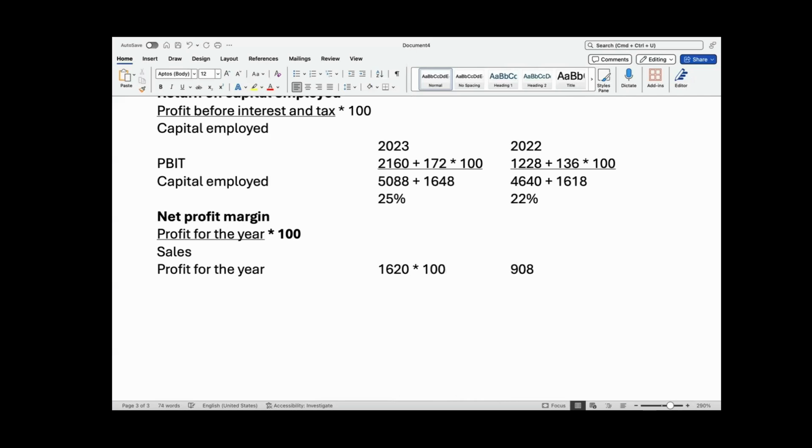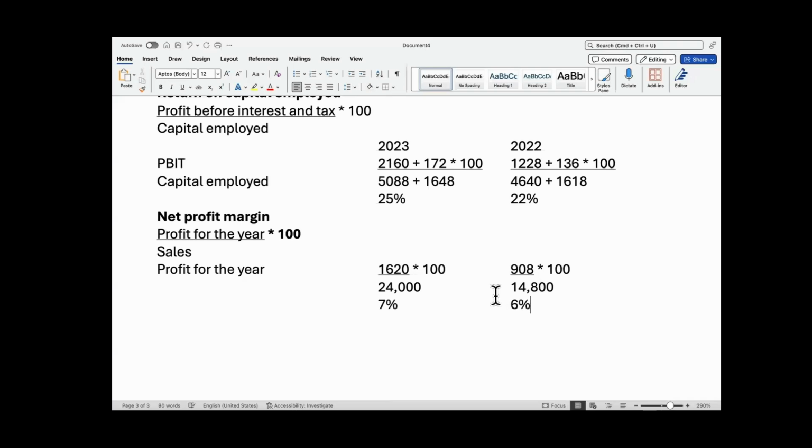What's the revenue for 2023? Revenue is 24,000. How about 2022? 14,800. So what's the margin? 7% for 2023. 2022? 6%.